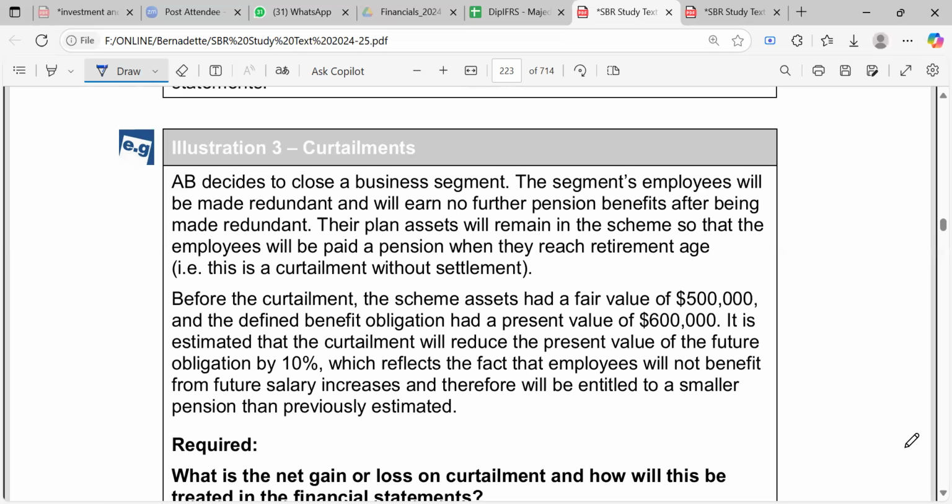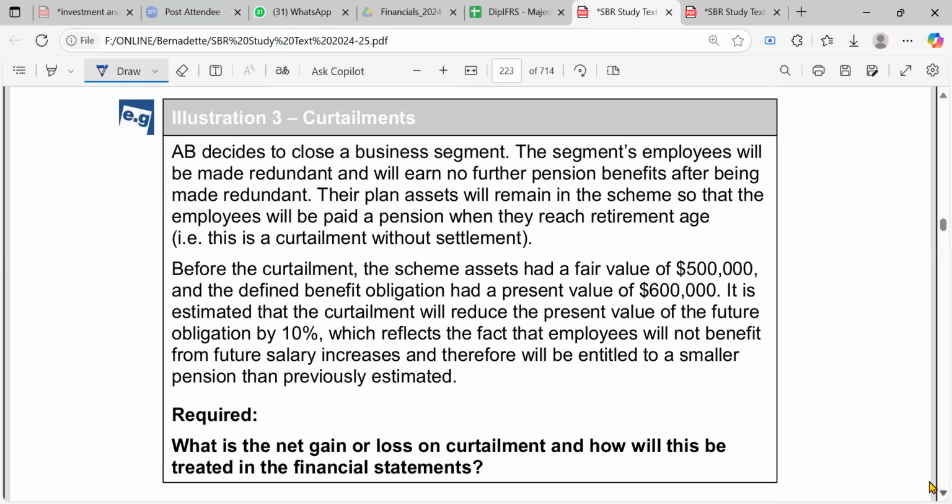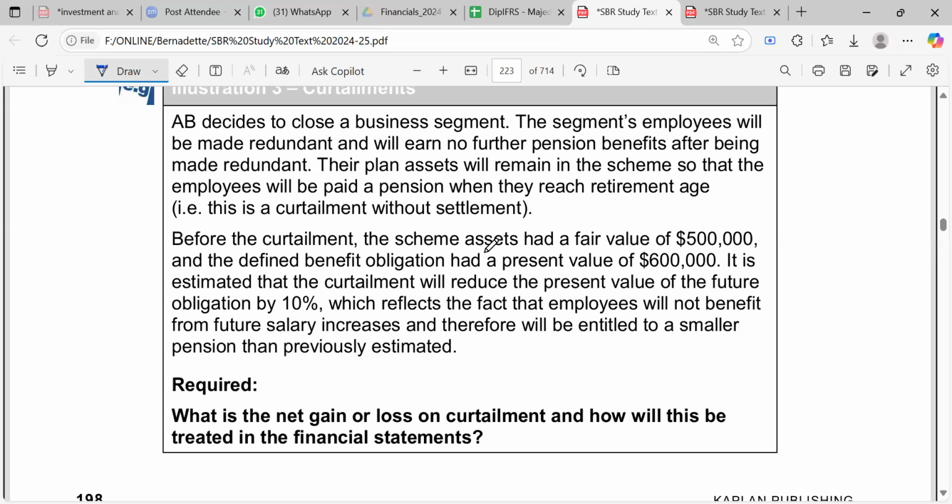And this is a curtailment without settlement. Here we are curtailing, but you're not settling. The employees wait until their retirement. Before the curtailment, the scheme assets had a fair value of $500,000 and the defined benefit obligation had a present value of how much before curtailment? It is estimated that the curtailment will reduce the present value of the future obligation by 10%, which reflects the fact that employees will not benefit from future salary increases and therefore will be entitled to a smaller pension than previously estimated.